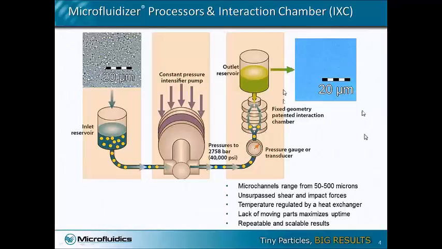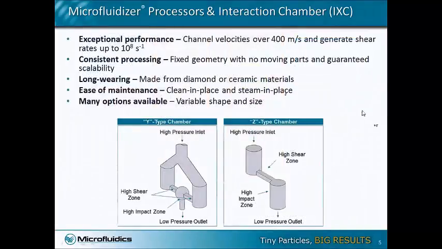Like I said, our core technology is the interaction chamber. We have two types of interaction chamber designs. The one shown on the lower left is the Y-type interaction chamber, where the inlet fluid is split into two streams and passes through microchannels and forms an impingement flow in this impact zone, where a very high degree of energy dissipation occurs. The Y-type interaction chamber is ideal for liquid-liquid types of dispersion, such as nanoemulsions, liposomes, or polymer nanoparticles.